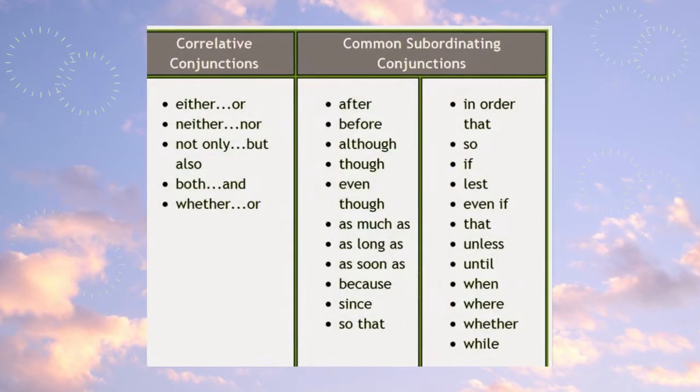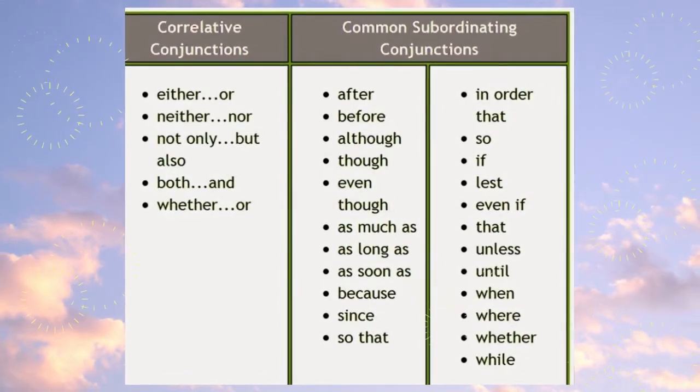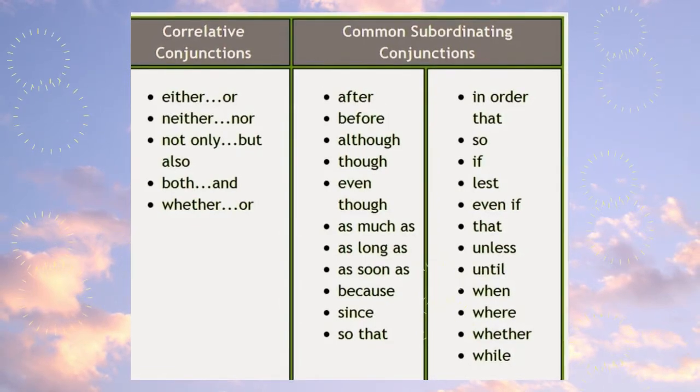We can use correlative and subordinating conjunctions when we want to join two clauses, but one is independent and the other is dependent. We will use a comma when a dependent clause comes first to separate the two. However, if an independent clause comes first, then no comma is needed. Let's explore what these types of conjunctions look like in a sentence form.